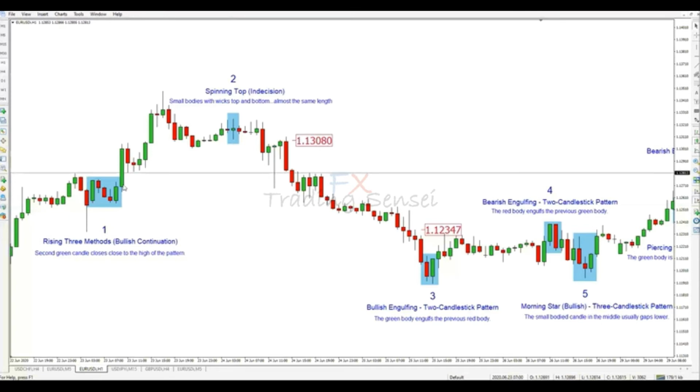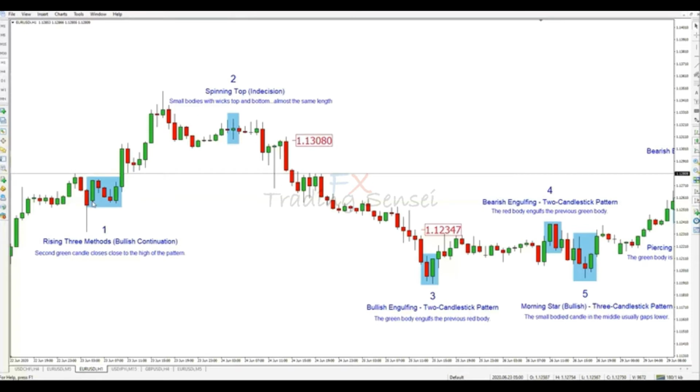So let us go back here. We are at number 1, rising 3 methods. It's a bullish continuation pattern. This means that when you see this pattern, expect price to continue to go up, a continuation of what was happening before. So very likely price had already been moving up, went into this type of consolidation, and then continued higher.